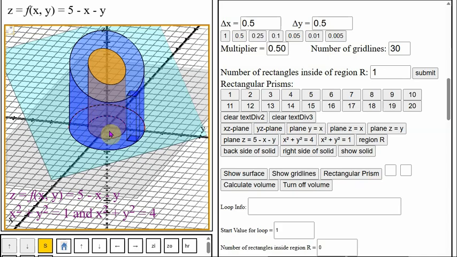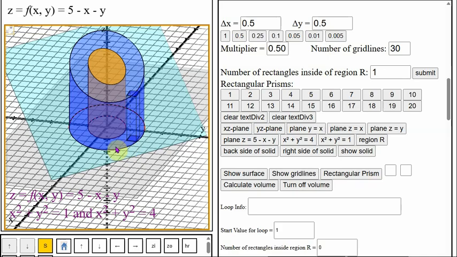And so right now, each rectangle here is 0.5 for the width and 0.5 for the length. And so the area of each rectangle will be 0.5 times 0.5. And then to calculate the height of this prism, I picked a point right in the middle of the rectangle right here. So for each rectangle, pick the point right in the middle of the rectangle, and then use the function z equal to 5 minus x minus y to calculate the height for this prism.